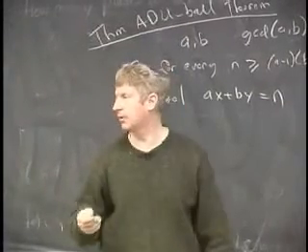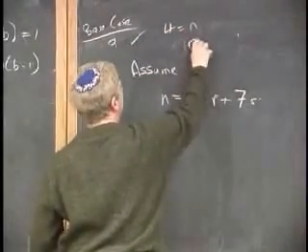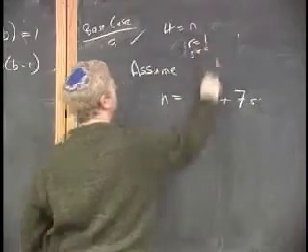R equals 1, S equals 0. So n equals 4. R equals 1, S equals 0. Check.